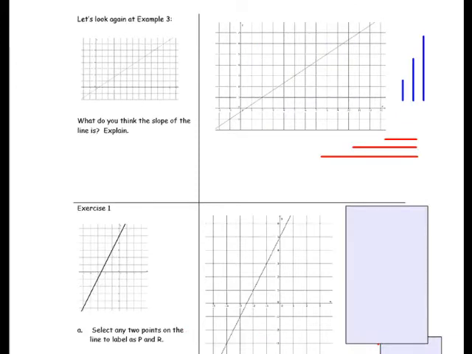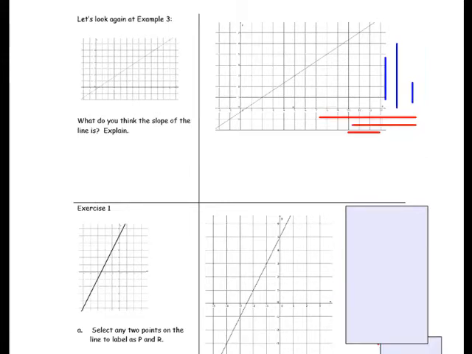Let's look again at example 3. What do you think the slope of this line is? Well, let's take a look at the run. Here is our horizontal distance and our vertical distance. And this gives us 2 over 3.